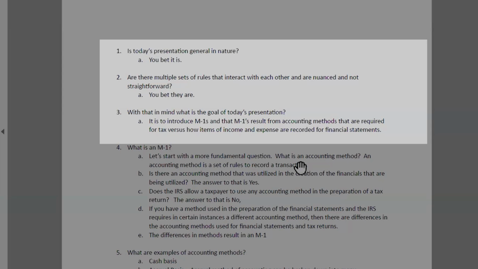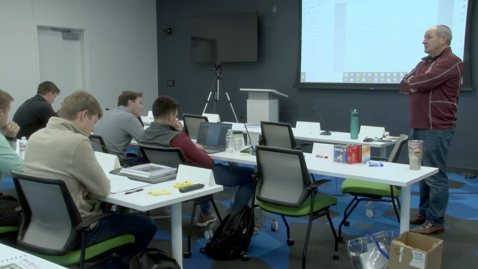And it is to introduce M1s, and that M1s result from accounting methods that are required for tax versus how income and expenses are recorded for financial statements. And I think Chris said he had some inkling as to what an M1 is and what it does. What's an M1? So I can give you an example. If a business depreciates assets on a straight line basis, but for tax purposes they use MACRS to reconcile taxable income to book income, we have to use an M1 to balance the balance sheet.